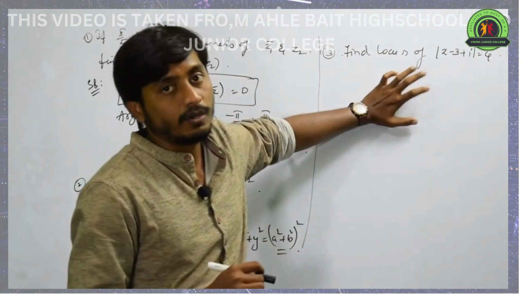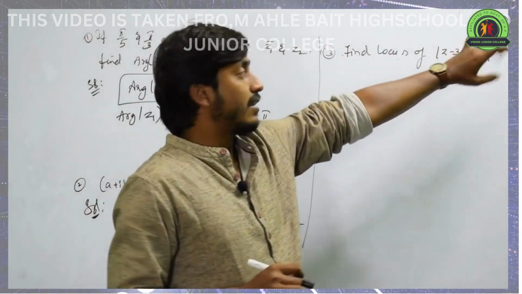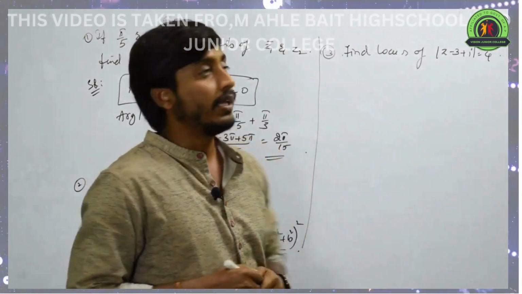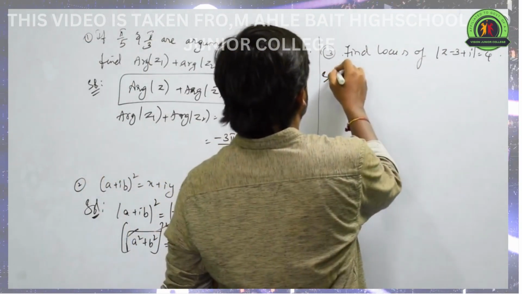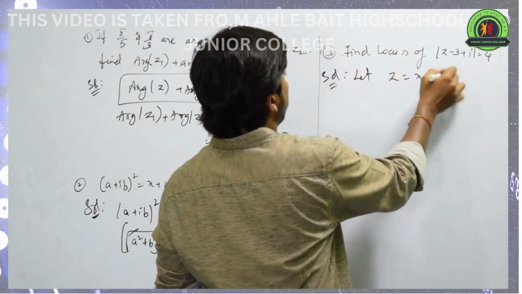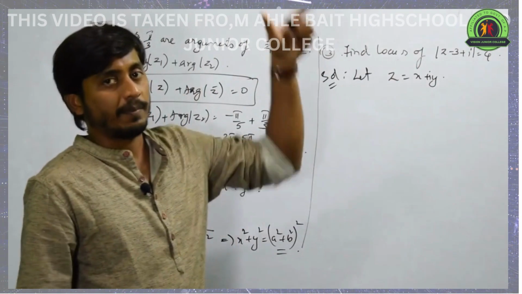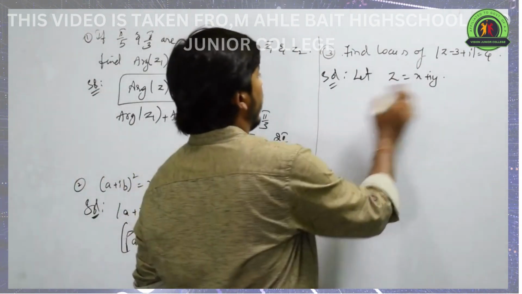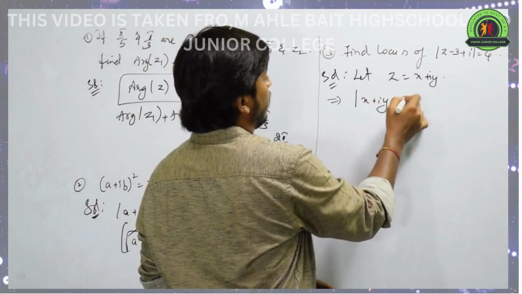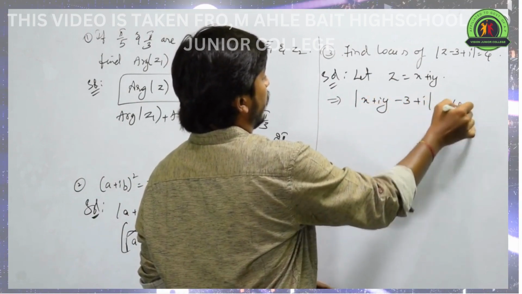He is asking us to find the locus of mod z minus 3 plus i equal to 4. In order to find the locus, let us assume z as x plus iy. Let us substitute it and apply modulus. What do we get? Here modulus of x plus iy minus 3 plus i is equal to 4.